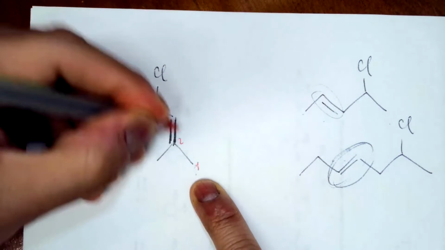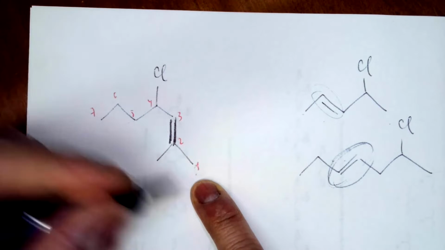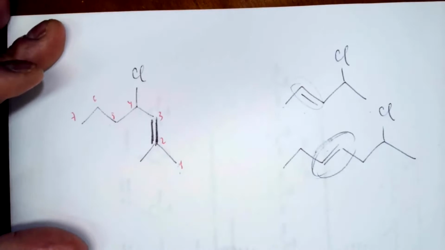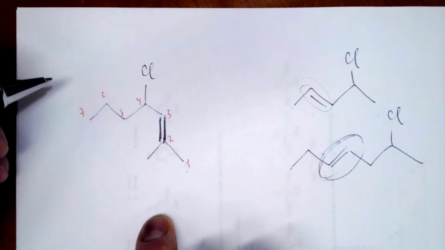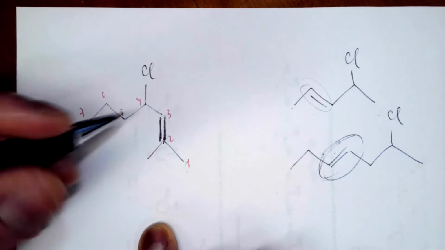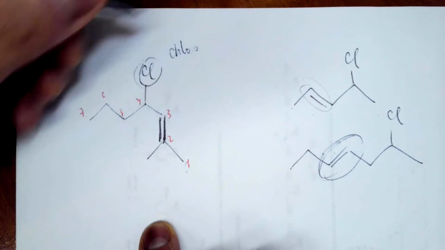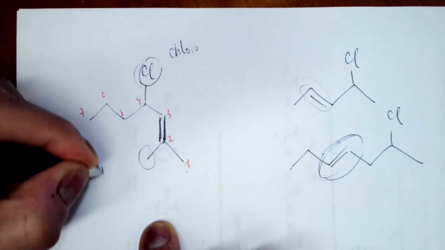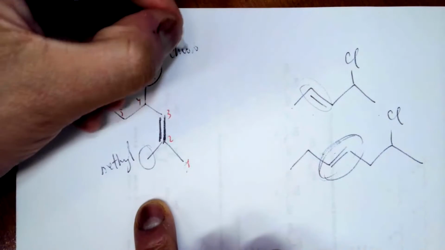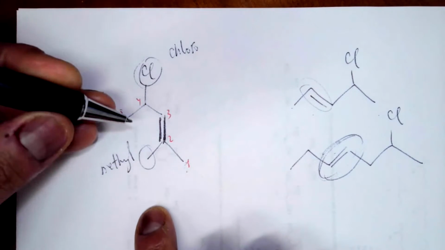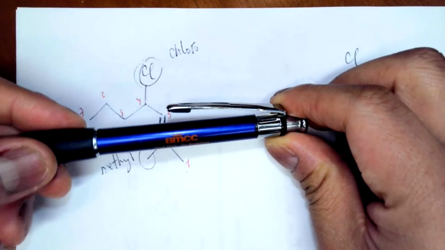Okay, so my numbering would be here. Let's do 1, 2, 3, 4, 5, 6, 7. I don't have any substituent to worry about. Most likely I won't give you a hard time with substituents when you do alkenes. We passed that already. Okay, substituents: chloro. And what do I have here? I have here a methyl. Okay, so I have the 2.